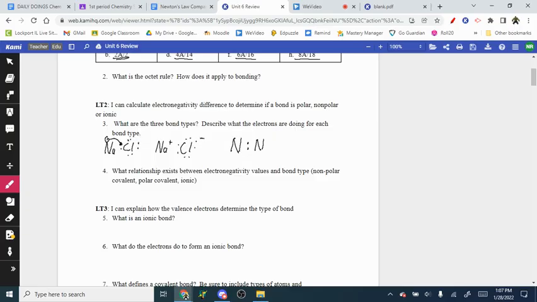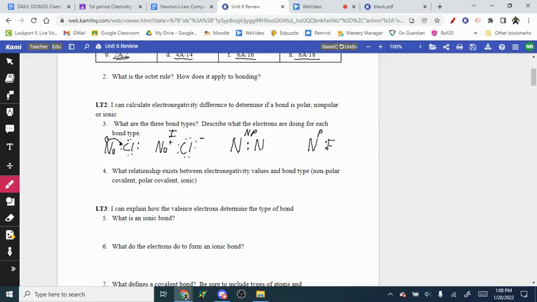Now, if we have a bond between 2 different atoms, so for example, we'll say nitrogen and chlorine. I changed my mind, nitrogen and fluorine, I like that better. So we have a bond between nitrogen and fluorine, okay? Fluorine has a higher electronegativity, so the electrons are still going to be shared, but the electrons are being pulled more towards the fluorine than the nitrogen, because it has a higher electronegativity. So that is a polar bond. So again, this is ionic, this is nonpolar, and this is polar.